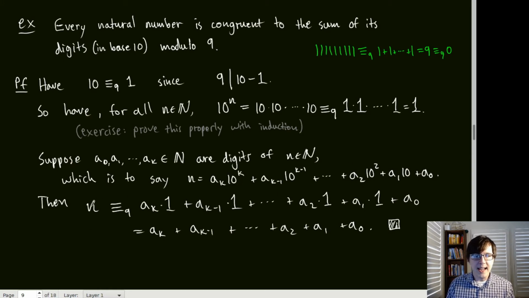So n is congruent mod 9 to ak times 1, because 10 to the k is congruent to 1, plus ak minus 1 times 1, because 10 to the other power is 1, and replacing all those powers of 10 with 1, we get this expression. And then, well, we're just multiplying by 1, so we can simplify that and get the sum of all the digits. So that's that. Very quick.